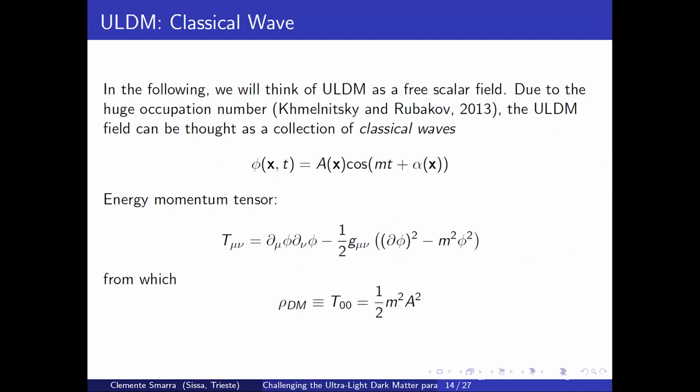But let me come to the third part, which is how we can give constraints on ultralight dark matter from pulsar timing arrays. In the following, we will think of ultralight dark matter as a free scalar field, because we just want to analyze gravitational interactions. And due to the huge occupation number, we can model the scalar field as classical waves. From the energy momentum tensor, relating to the density of dark matter, we can get the expression of A as a function of the dark matter density. But then, as we will see, in order to fully characterize the field, we want to understand the relation between A and m.